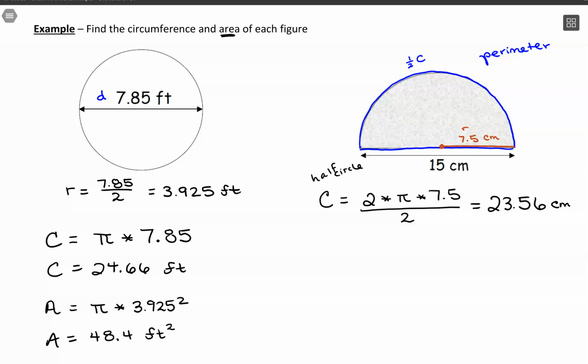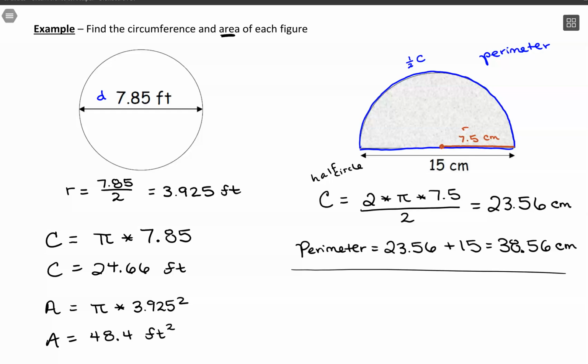And then centimeters. So if I'm looking for perimeter though with this shape overall, I would have that circumference of the half circle, so 23.56. But I need to add on that 15 along the outside there. So that would be a 38.56 centimeters. So that would be the kind of circumference and perimeter part.